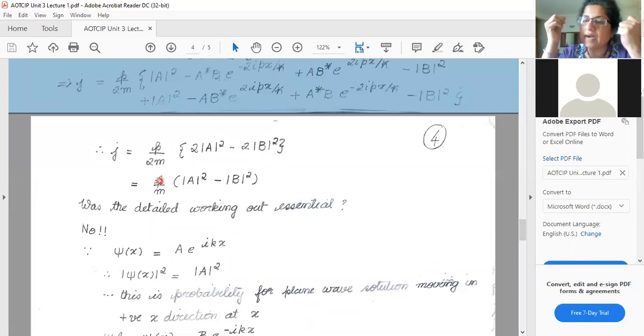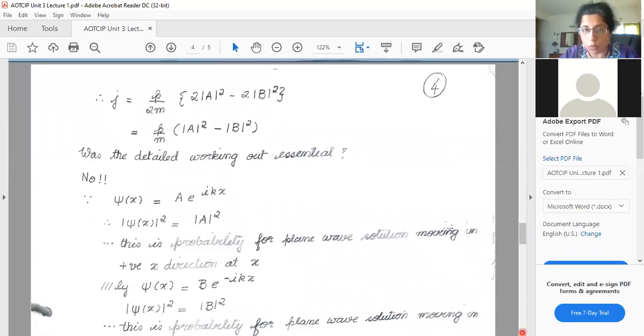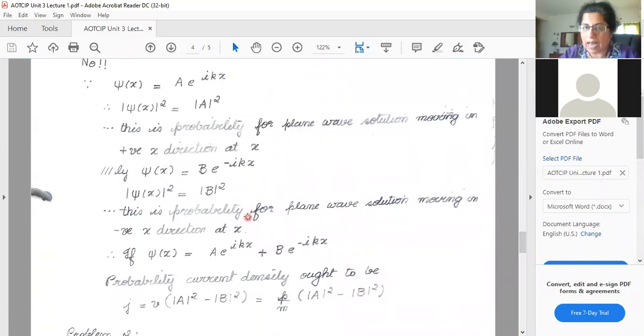Now keep this concept in your head, because it will allow you to get solutions without doing the detailed working out. So was the detailed working out essential? No. If psi x is equal to A e to the power of ikx, then mod psi x square is nothing but mod A square. And this is the probability of the plane wave solution moving in the positive x direction at the position x. Similarly, if psi x was just equal to B e to the power of minus ikx, then mod psi x square would be equal to mod B square. Obviously this is the probability for the plane wave solution moving in the negative x direction at x.